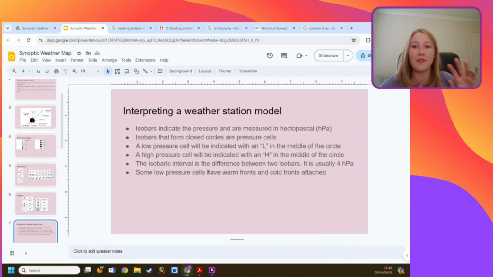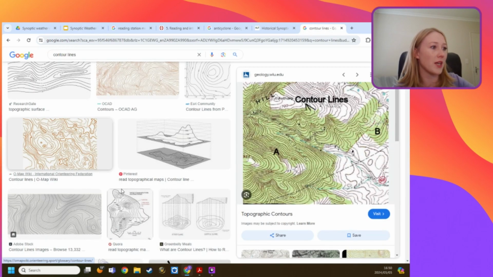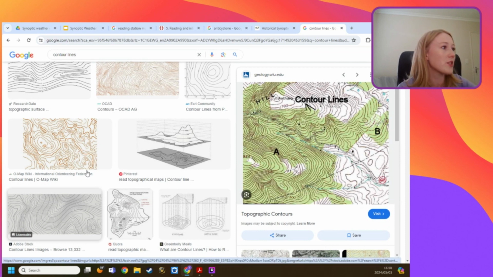So in the same way, we have lines all over a synoptic weather map. These lines don't measure height, they measure pressure. And they also have intervals. They are recorded in hectopascals, hPa. They go up in a set interval. Usually that interval is 4, at least when we see it on these maps, but not always. Just check. So we can use contour lines as an example of how you check for an interval.